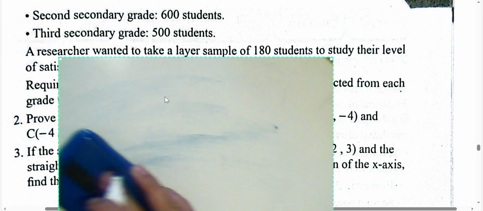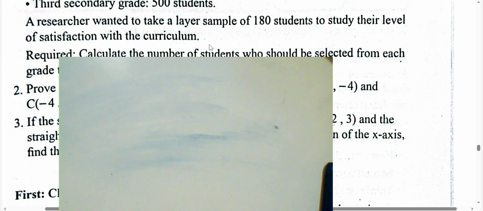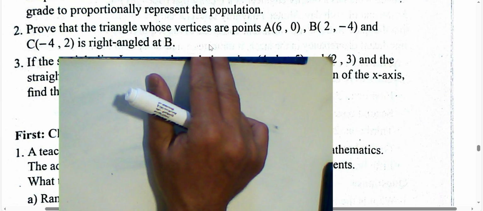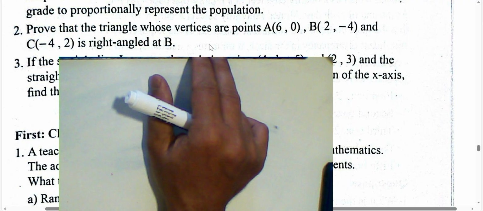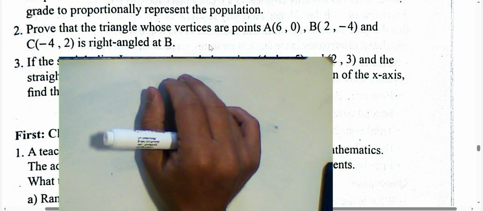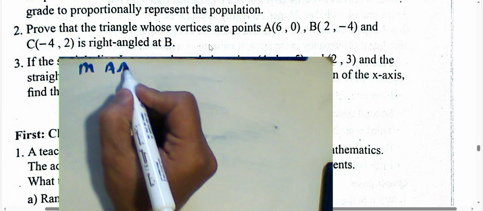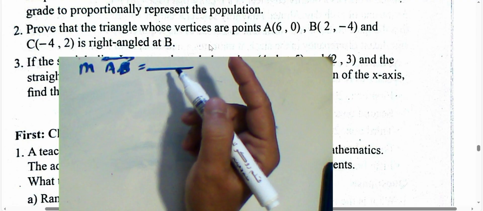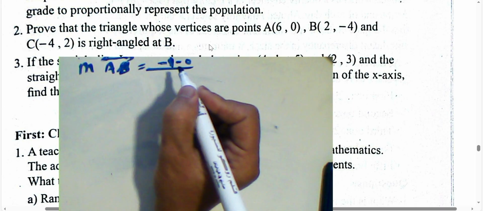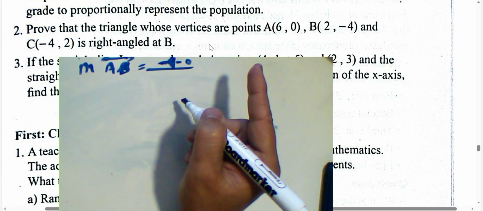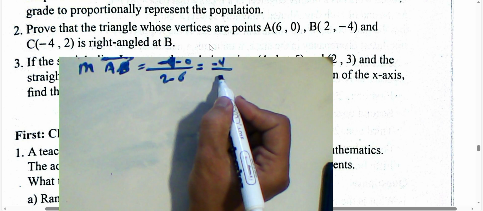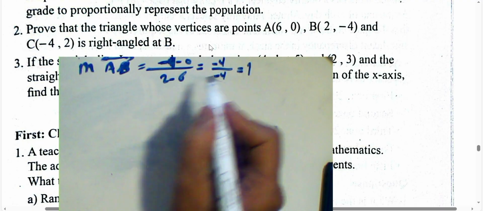Okay, next question. Prove that the triangle whose vertices ABC is a right angle triangle at B. We can prove that by finding the slope of AB and the slope of BC, and the product of them. If the result equals negative 1, then AB is perpendicular to BC. Then first step, we can find the slope of AB. We have A and B, negative 4 minus 0 over 2 minus 6. Negative 4 minus 0 is negative 4. 2 minus 6 is negative 4. Negative 4 divided by negative 4 equals 1. This is the slope of AB.